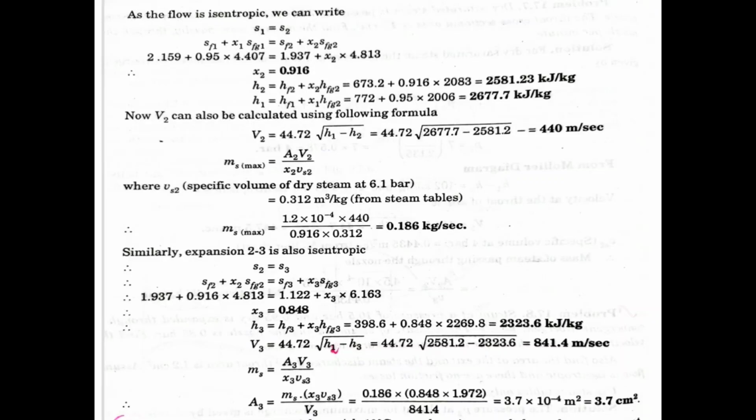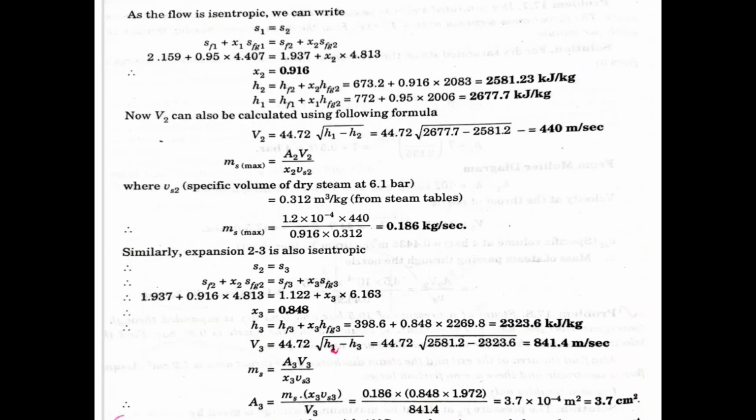Similarly, expansion 2 to 3 is also isentropic, so S2 equal to S3. We know the S2 value, and S3 is also wet steam. From this formula we can find the x3 value. Once x3 is known, we can find the H3 value, that is the enthalpy at exit condition, H3 equal to hf3 plus x3 hfg3. Then we find the velocity at the exit, V3 equal to 44.72 square root of H2 minus H3. We know all the values, so we can find V3 from this formula.